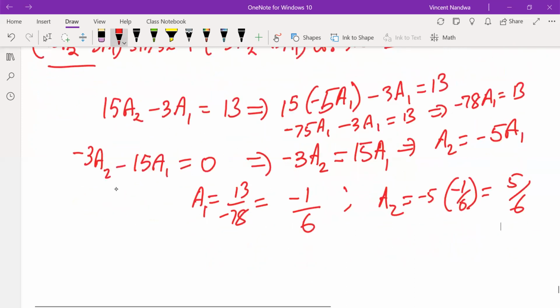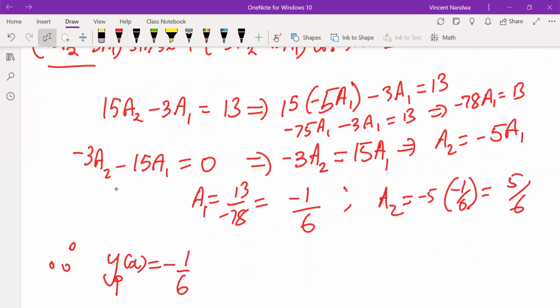So therefore, yp is given by negative 1 over 6 sine 3x plus 5 over 6 cosine of 3x, which is the particular solution. Thank you.